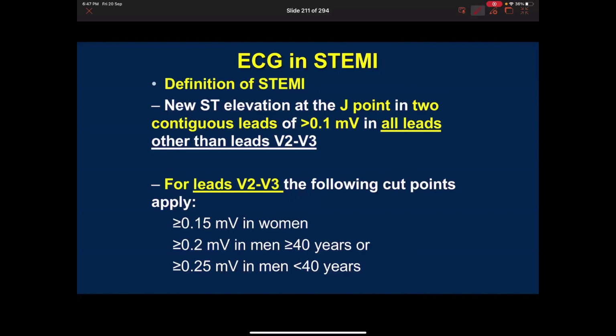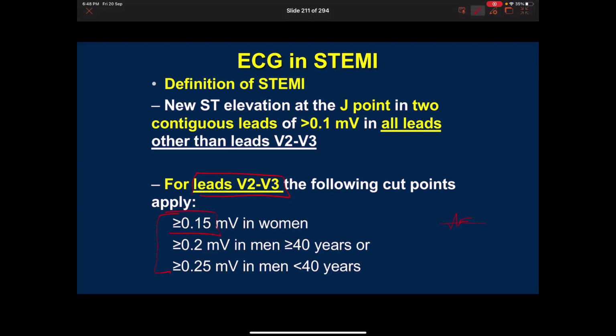So we said that the definition of a STEMI is when the J point is 1 square or more above the isoelectric line, in 2 or more consecutive leads. But what about leads V2 and V3? The reason why V2 and V3 have a different criteria is because even in a normal ECG, V2 and V3 kind of have an ST elevation. They kind of look like this sometimes, okay? Normally there is a slight ST elevation if you look at V2 and V3. That's why the criteria for V2 and V3 is more than 1 square.